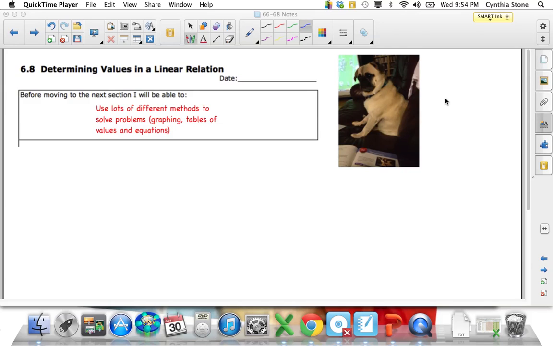8.8, the last section for this assignment. We're going to determine values in a linear relation. So we're going to use lots of different methods, whether it's graphing, table of values, equations. You've learned all about all of them, and we're just going to use them to solve some harder problems.